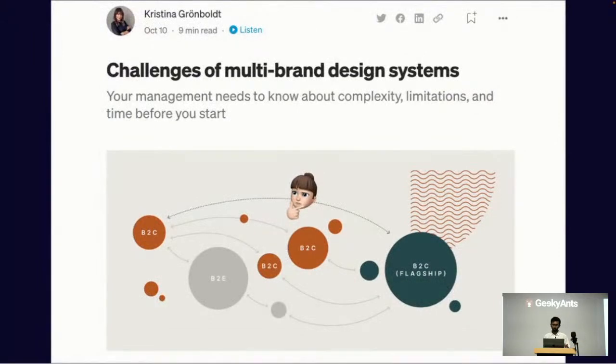Another thing, people have been talking about multi-brand design systems recently. It might be helpful for those organizations who have multiple brands under them and they want to save resources. But we can imagine this must be challenging. But let's hope we get something good out of this.